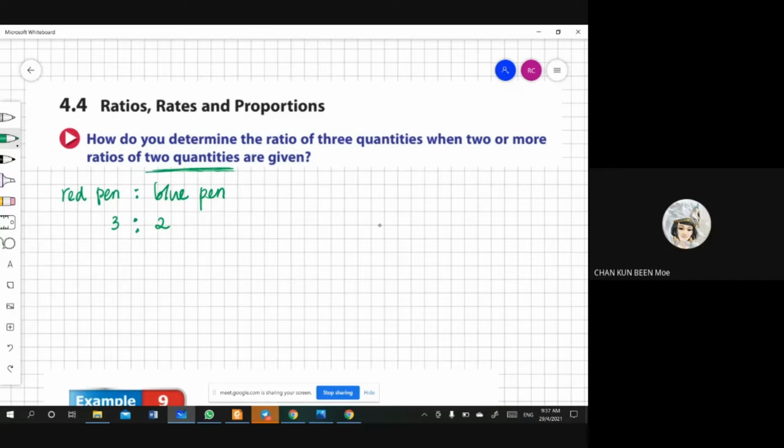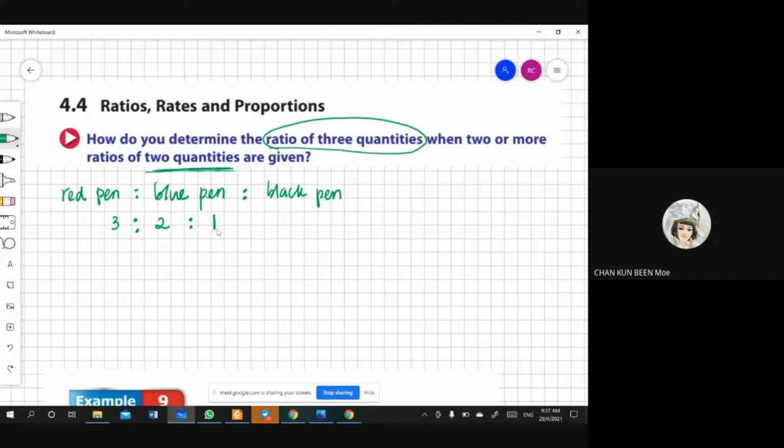Okay, now today we are going to determine the ratio of 3 quantities. Meaning that I have to add on, for example, another black pen. So it involves another quantity. So the number of black pen that I have is only 1. So the ratio is 1. So this means 3 to 2 to 1.